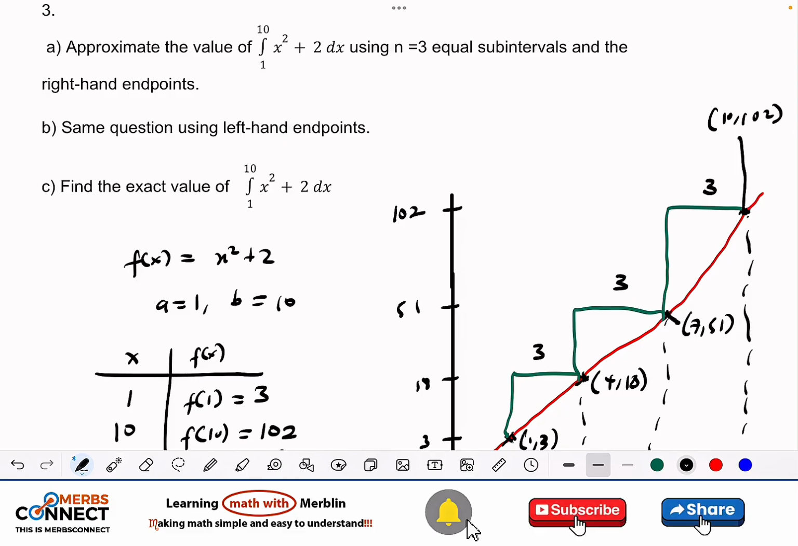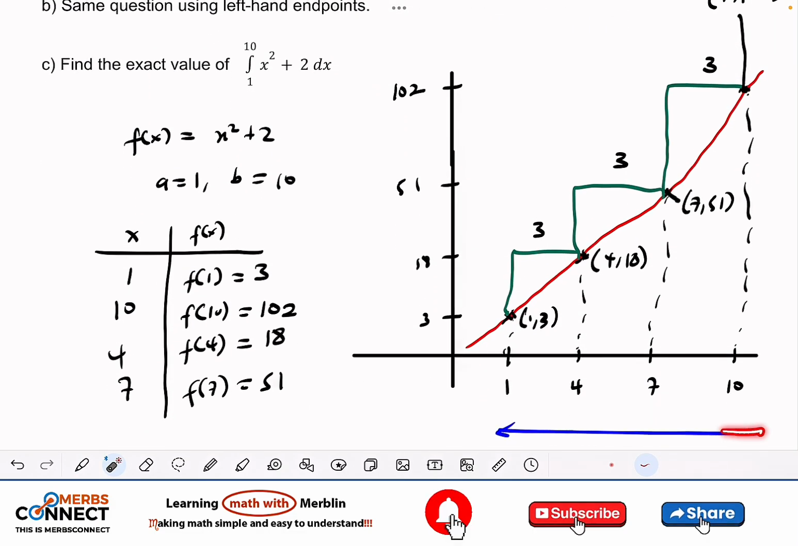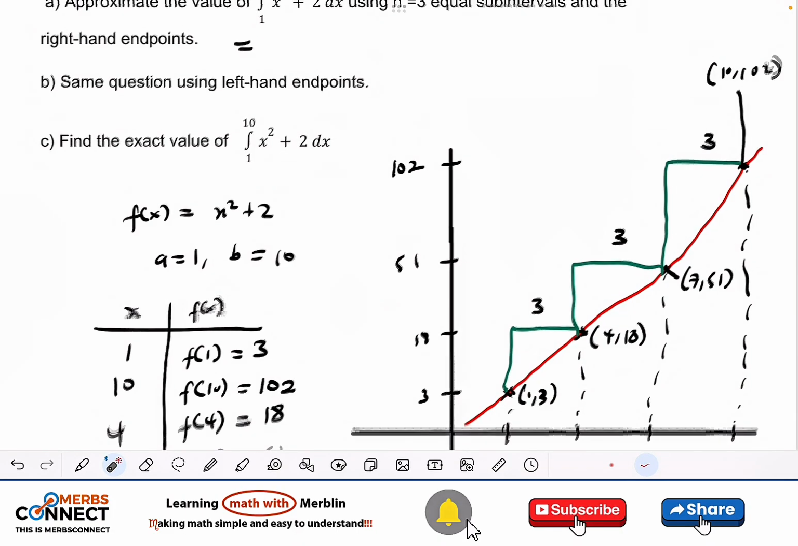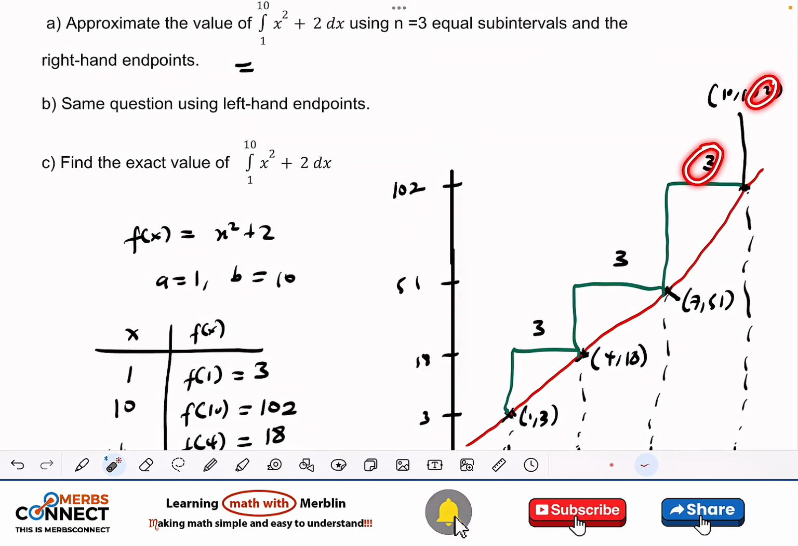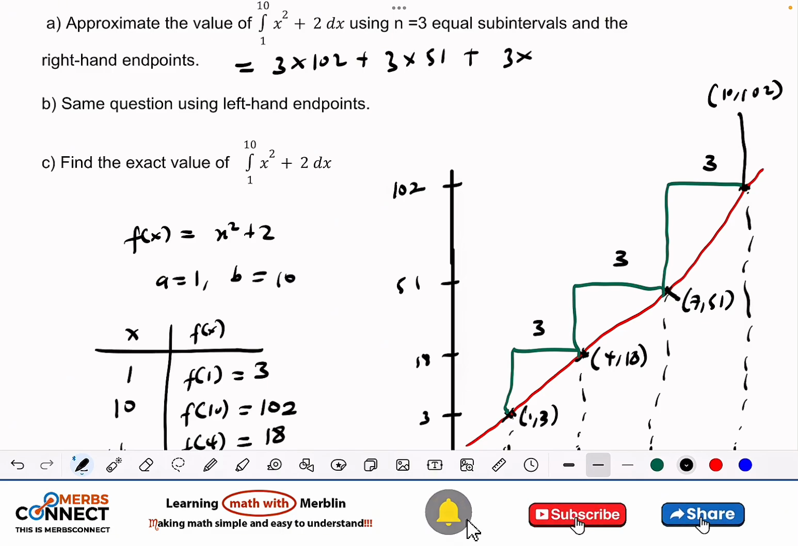So the right end will be equal to, now remember we are moving from this side. So I'll multiply the 3 by what is here, then multiply the 3 by what is here, then multiply the 3 by what is here. Then it gets exhausted. So I'm going to have 3 times 102 plus 3 times 51 plus 3 times 18. This is what I'm going to get.